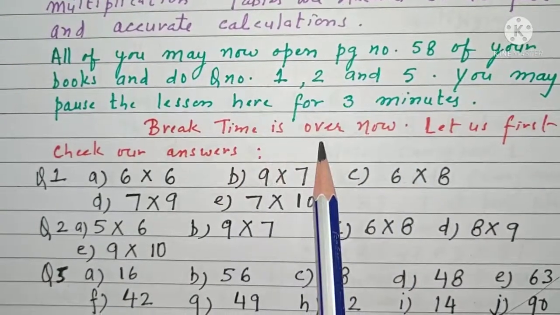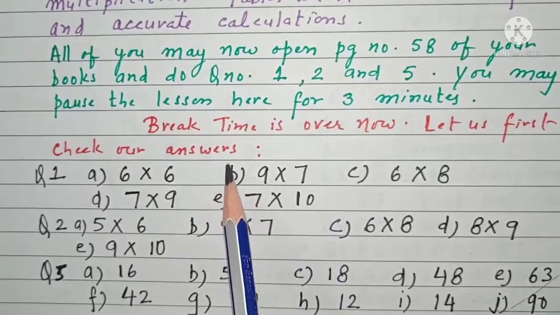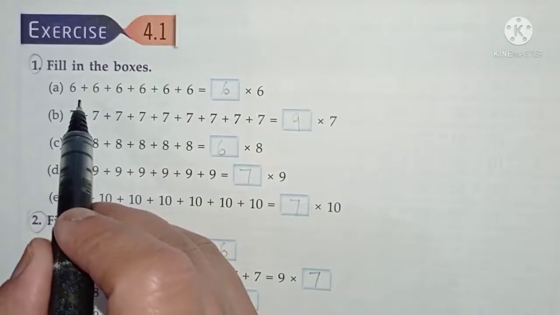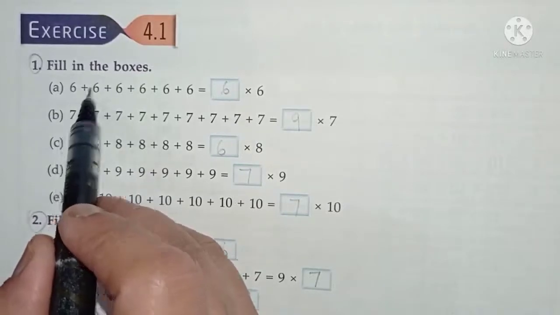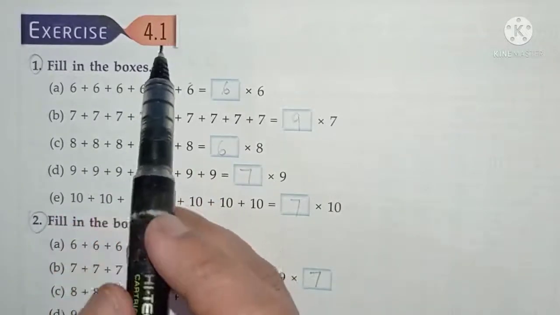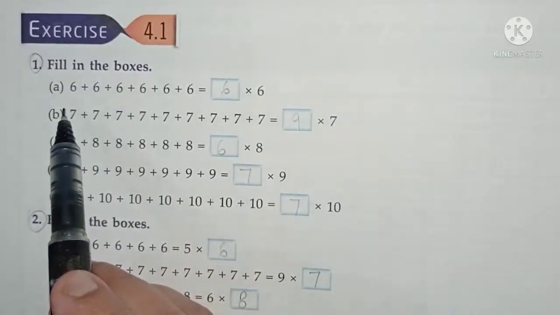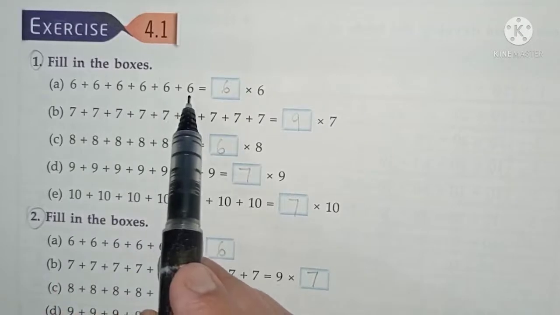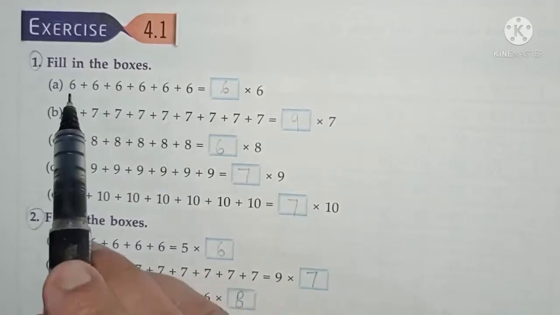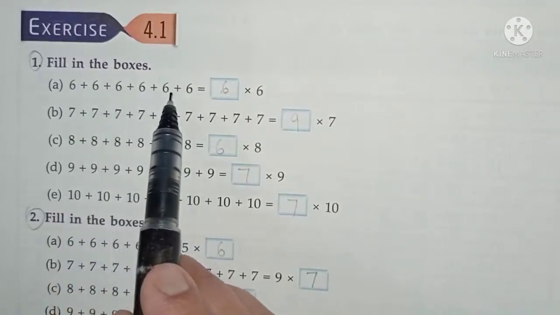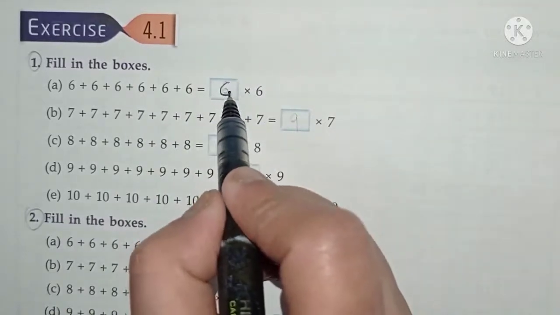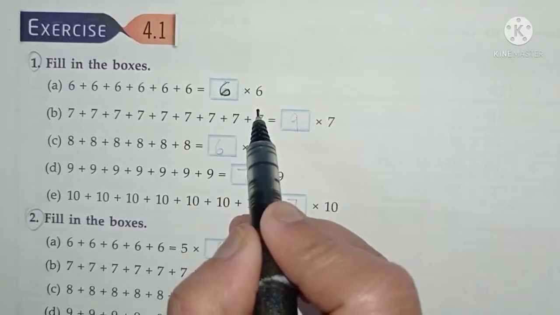Break time is over now. Let us first check our answers. Let us check out the answers of question number 1 of exercise 4.1. In the A part, as we can see, this is the repeated addition of 6. How many times is it repeated? 1, 2, 3, 4, 5 and 6. So it is 6 times 6 is 36.